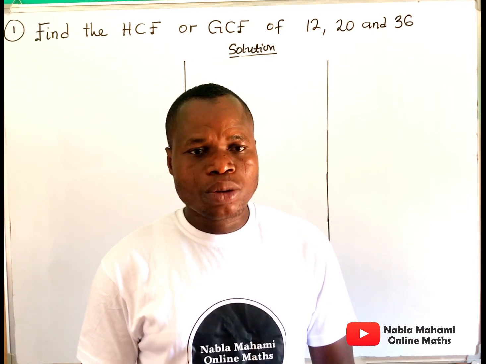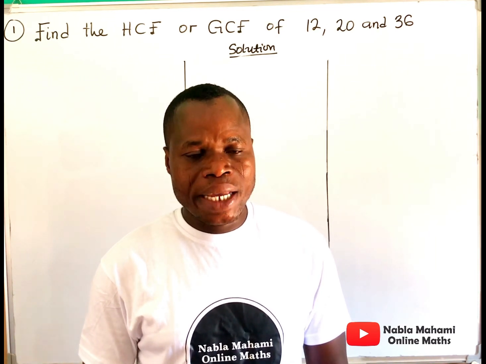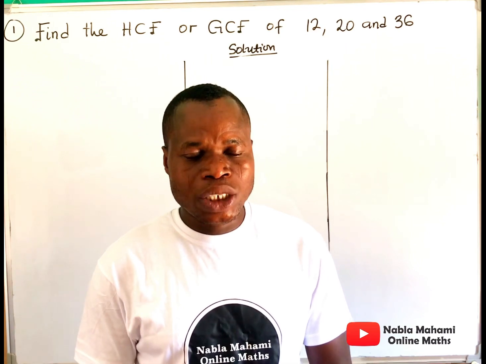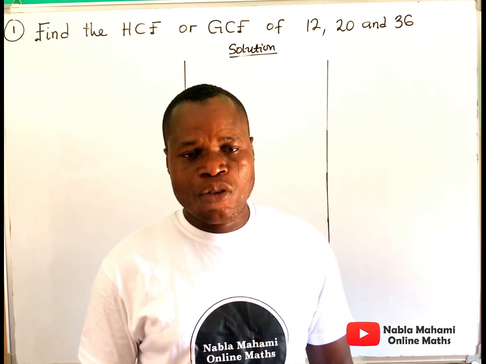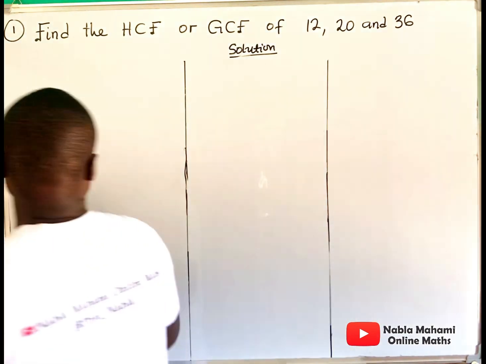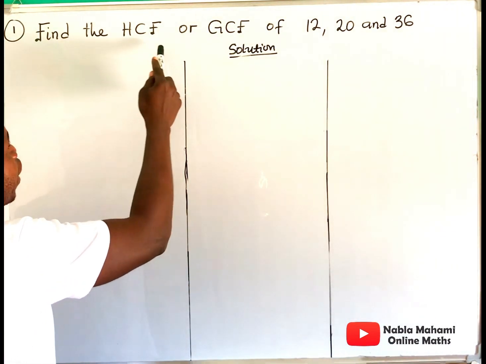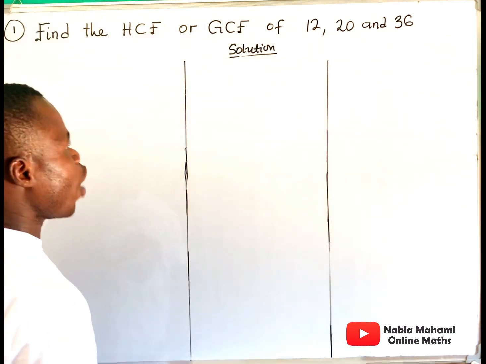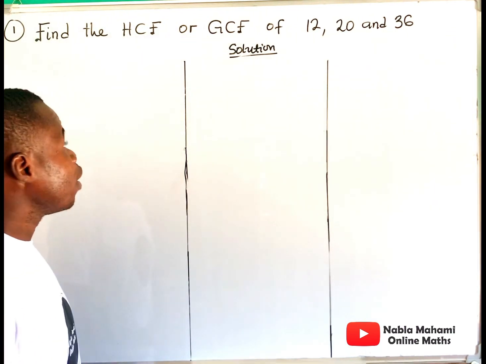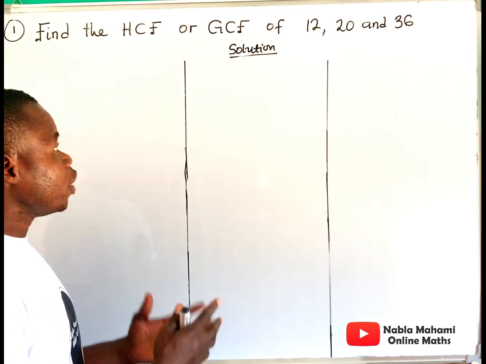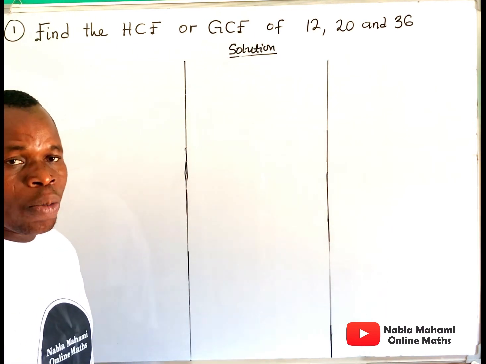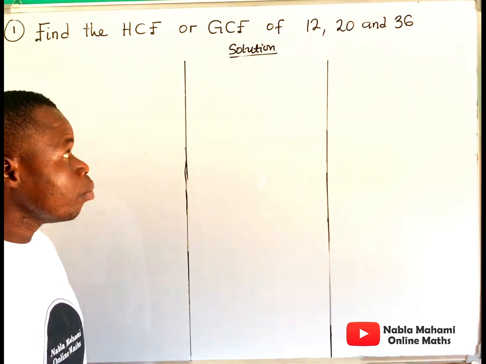Today, we are going to learn how to find the highest common factor or the greatest common factor of numbers. And I have one example on the board for us to solve. The example says, find the HCF or GCF of 12, 20, and 36. HCF means highest common factor. GCF means greatest common factor, and they all have the same meaning.